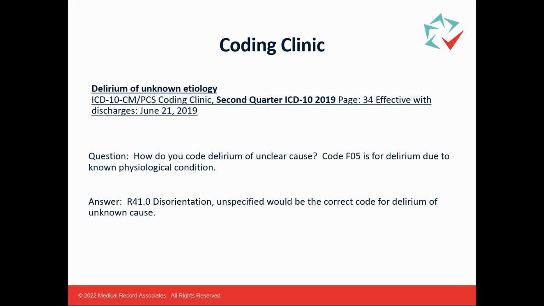And our question here is, how do you code delirium of unclear cause? Code F05 is for delirium due to known physiological condition. And the answer here is you code R41.0, disorientation unspecified, would be the correct code for delirium of unknown cause. So basically the R41.0 is more of a symptom code, but that's what you would use, the disorientation code.